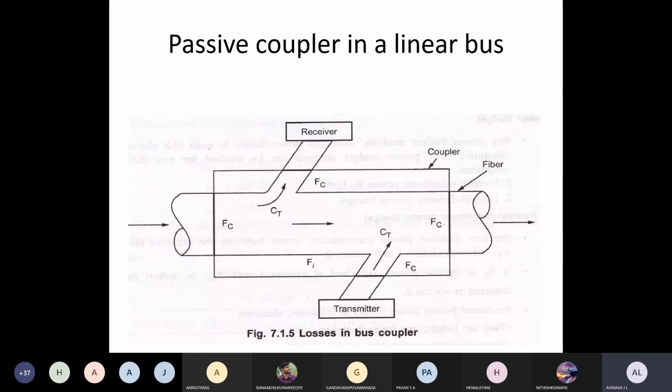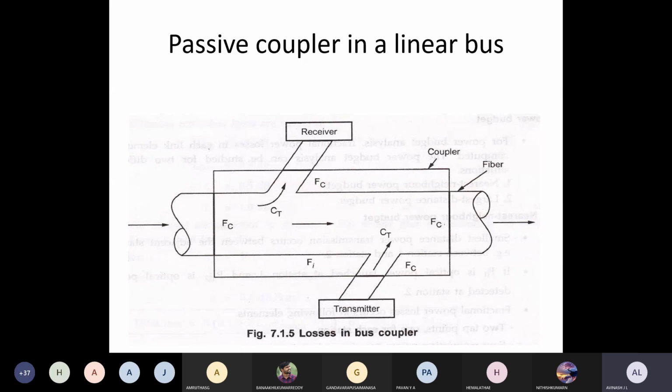Now we can see it in the particular diagram. Here there are some terms like C suffix T, that means coupled power, transmitted power. FC means the power at the fiber end, the fiber joints. On the left hand side and right hand side, where the transmitter and receiver are, FC will come there also. That means wherever there is a connection, the power loss will come into the picture.